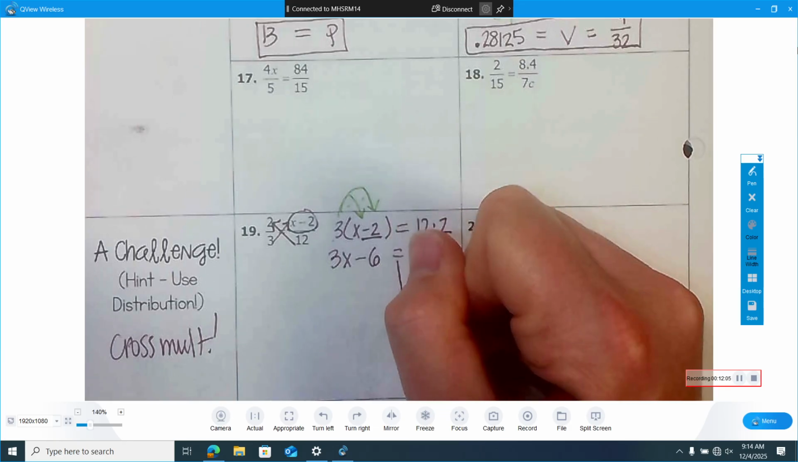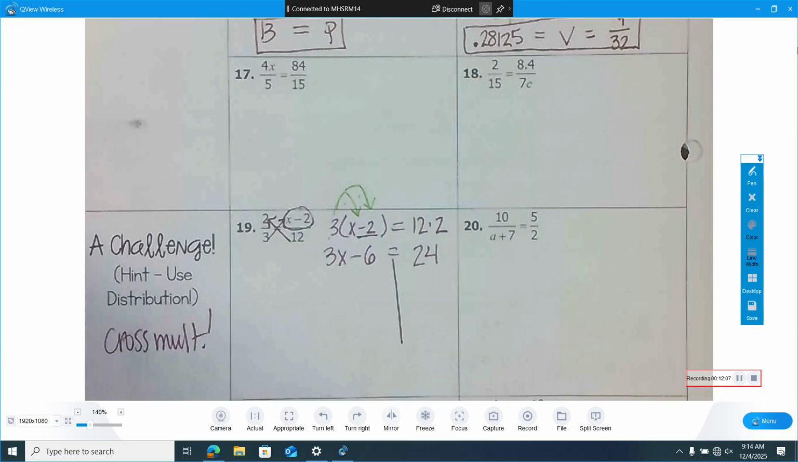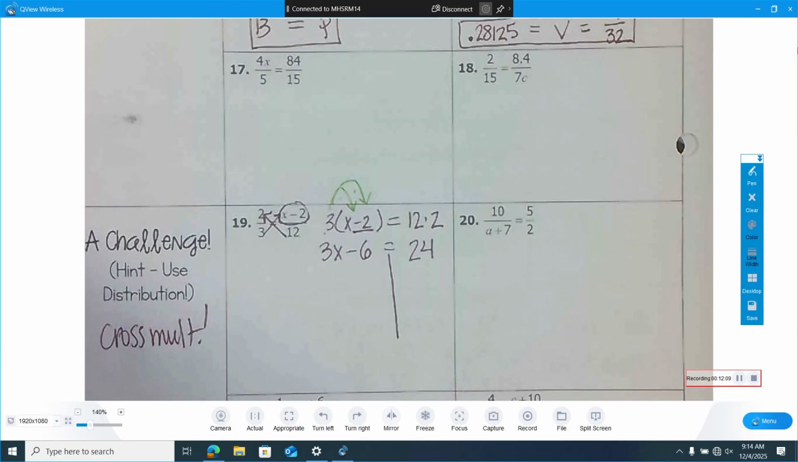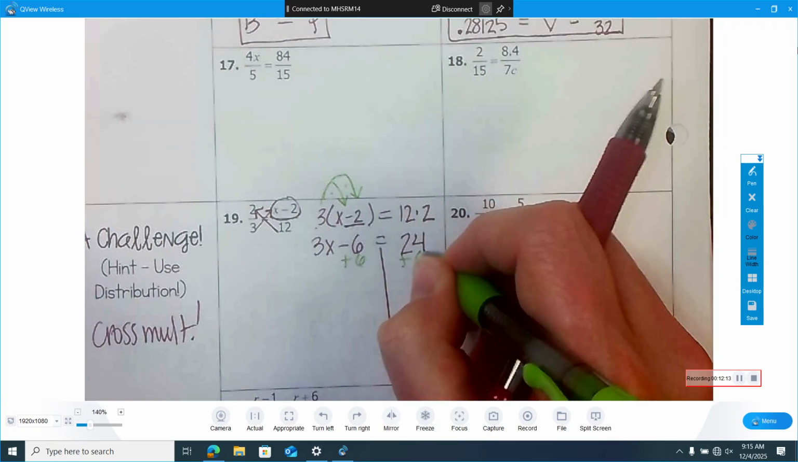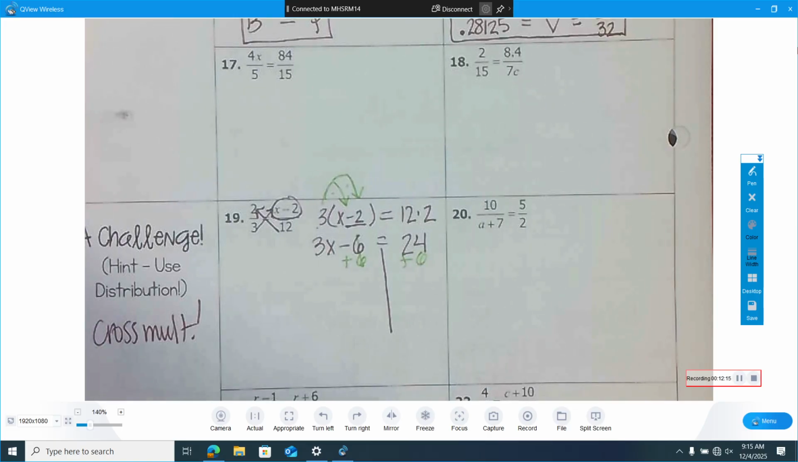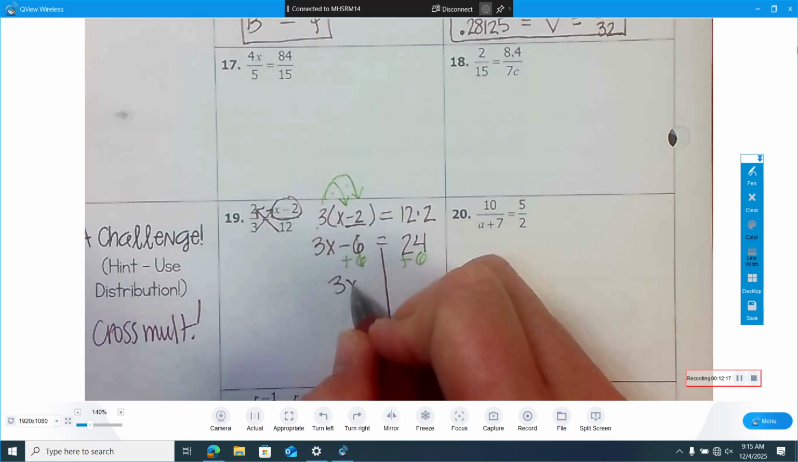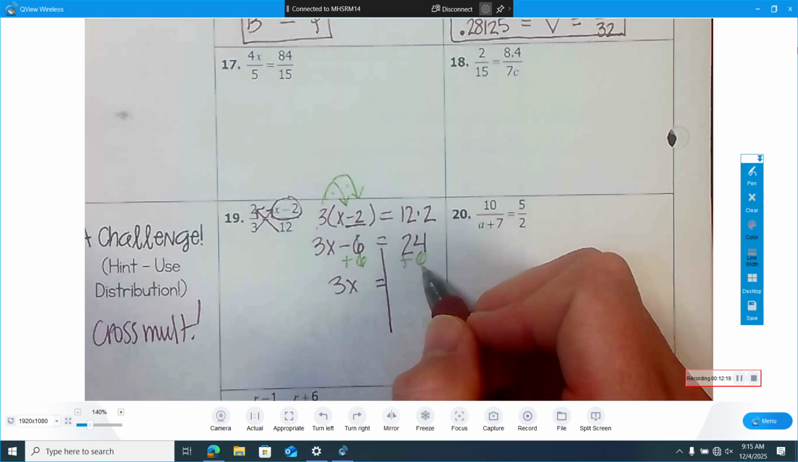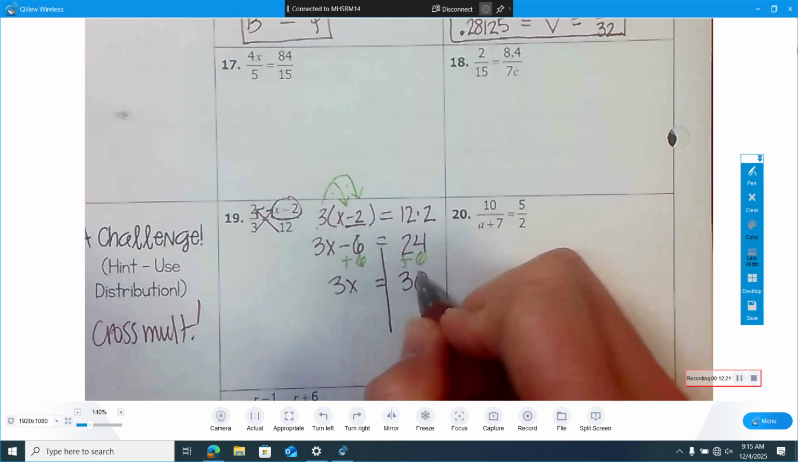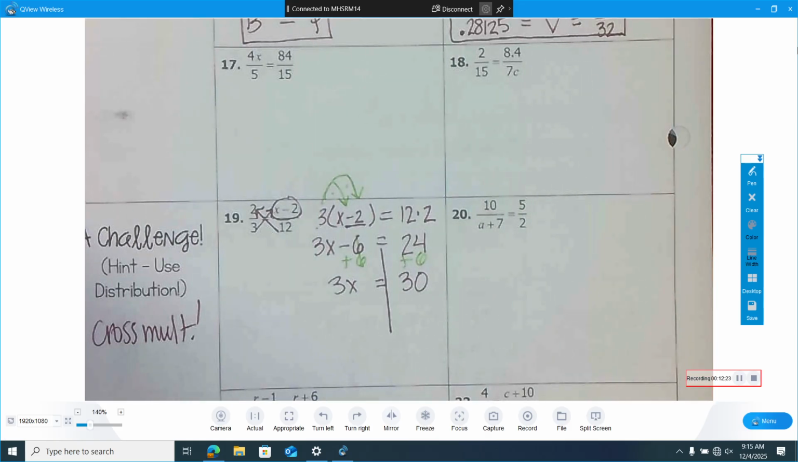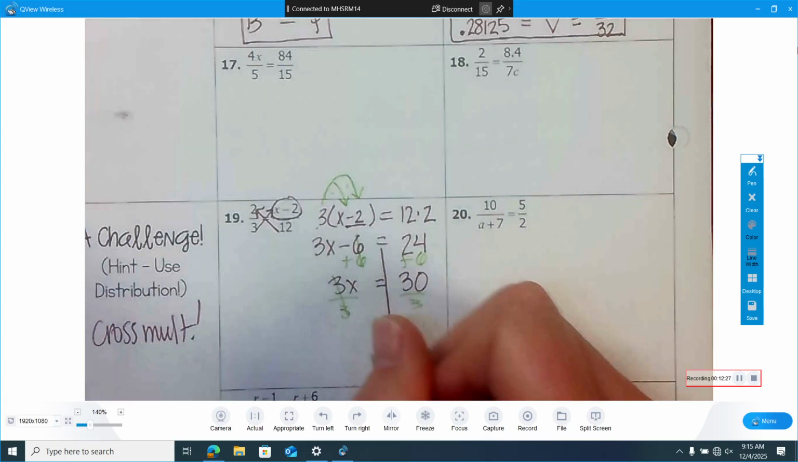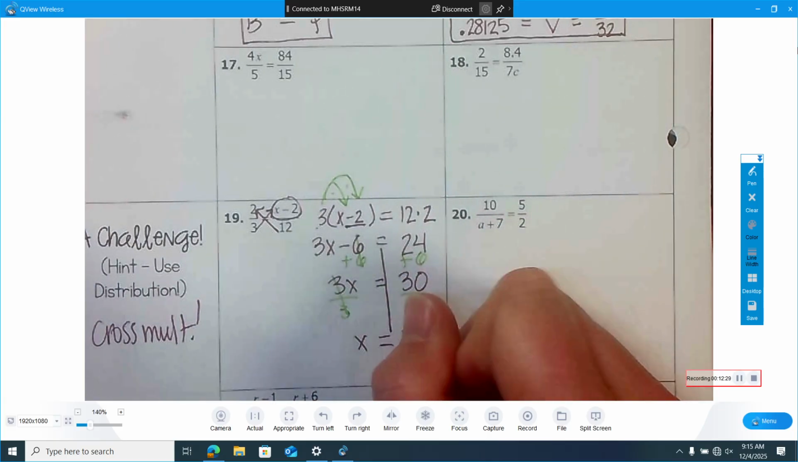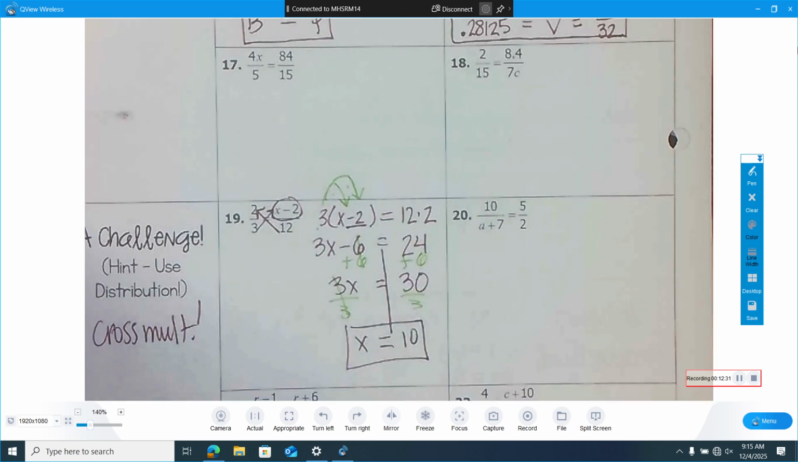We're going to go ahead and draw our wall. We want to get x by itself. What should we do first? Plus 6. Very good. Adding 6 to both sides. So I have 3x is equal to 24 plus 6 is 30. And then how do you get x by itself? Divide by 3. Beautiful. All right. So we get x equals 10. Perfect.